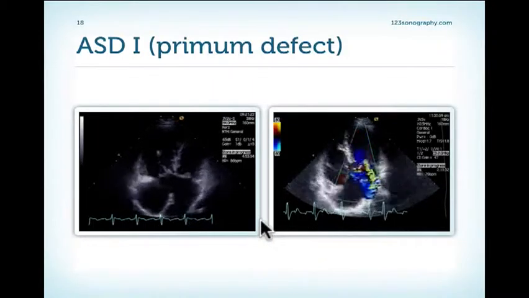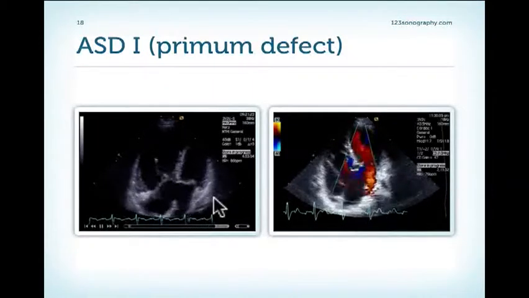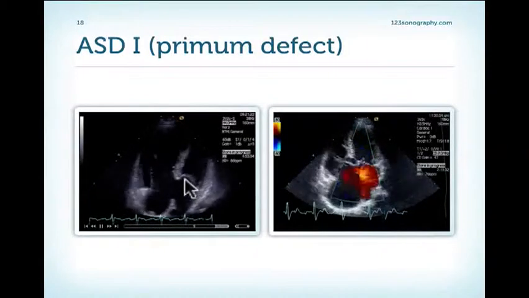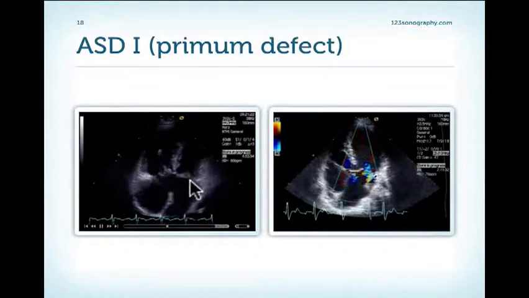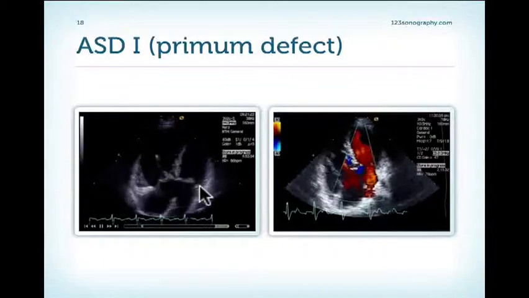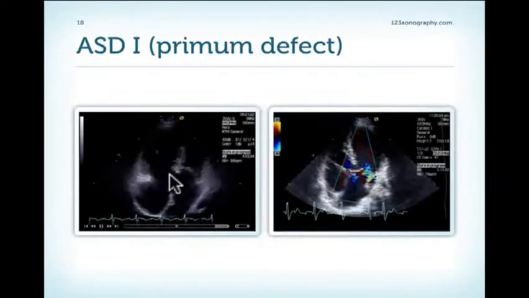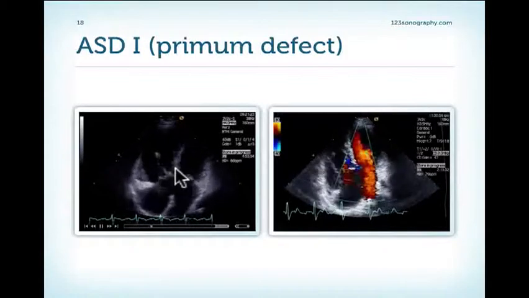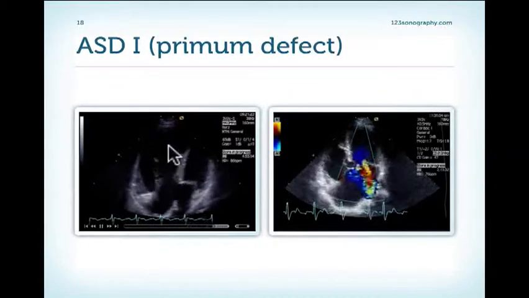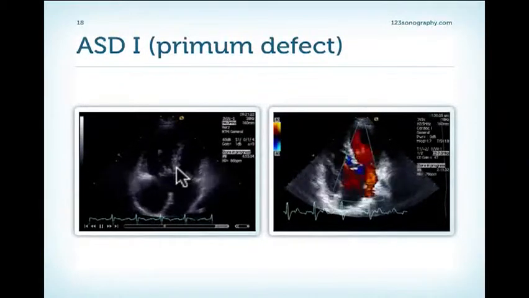Here we see a typical example of a primum defect. We can nicely appreciate that there is malformation of the AV valves. AV valves are here on the same level. Normally we would expect that the tricuspid valve inserts somewhat more to the apex than the mitral valve, and in this case we see this is just one valve level.